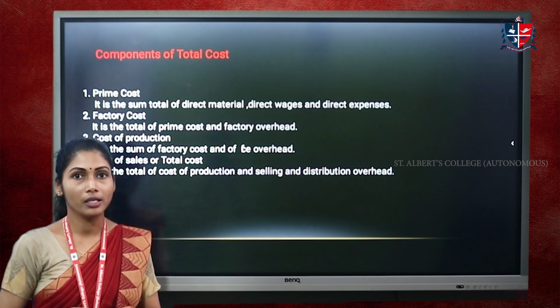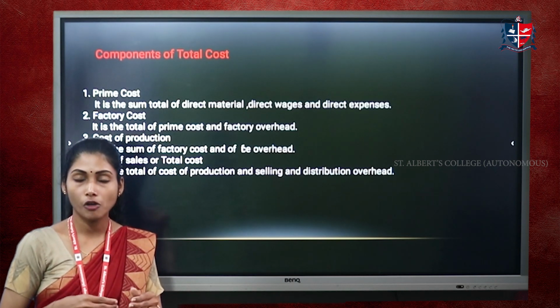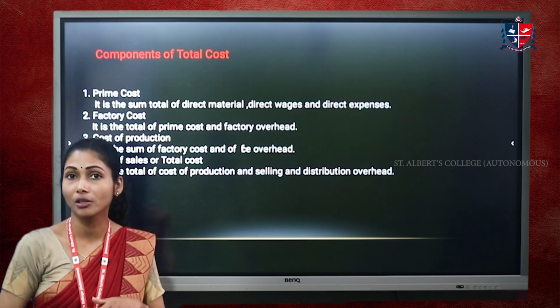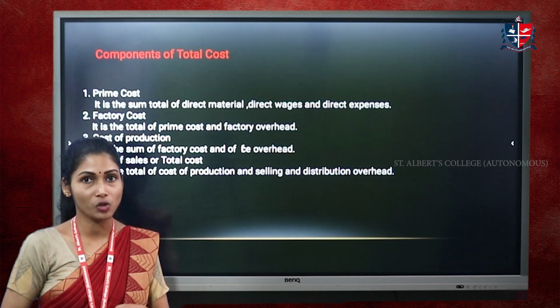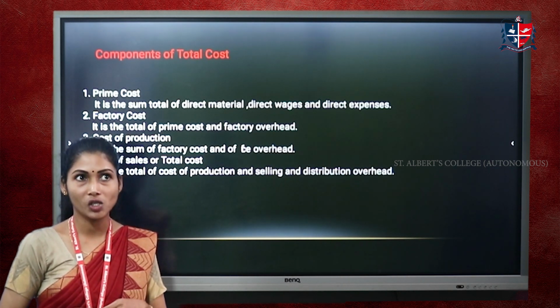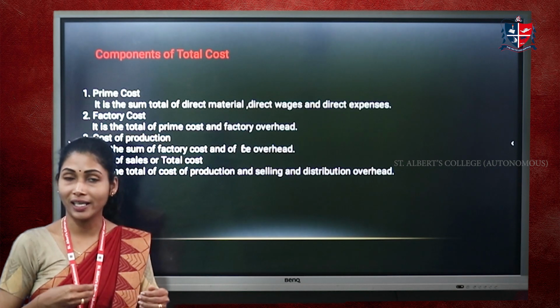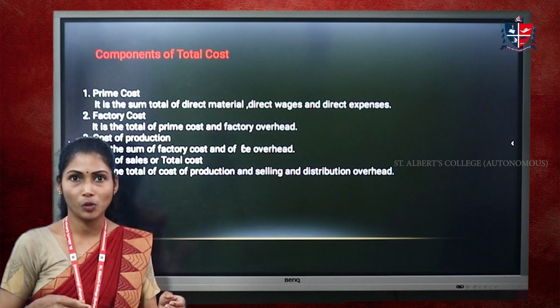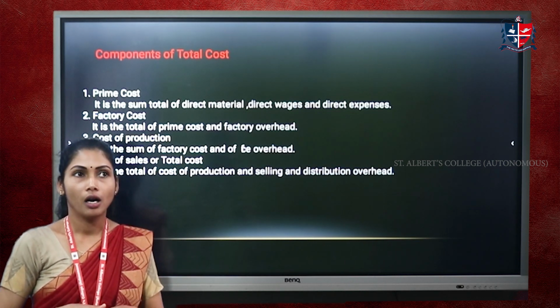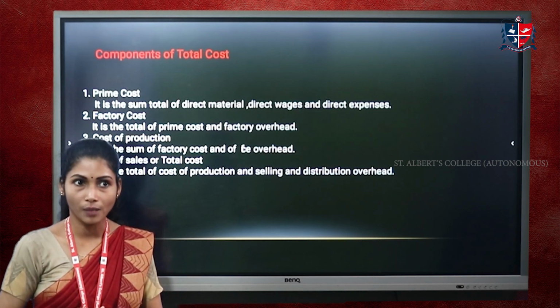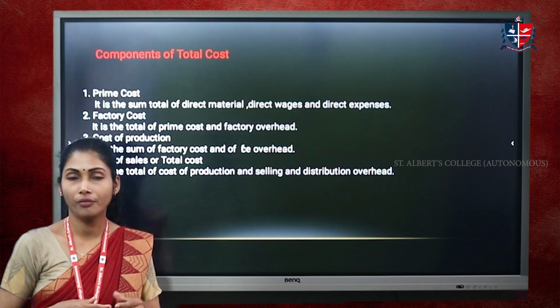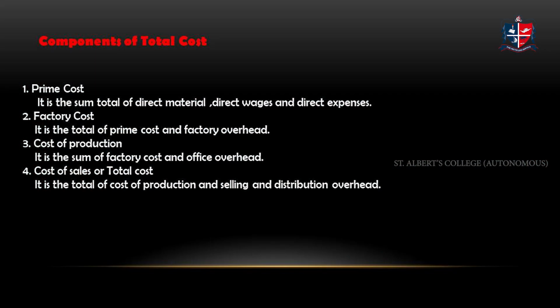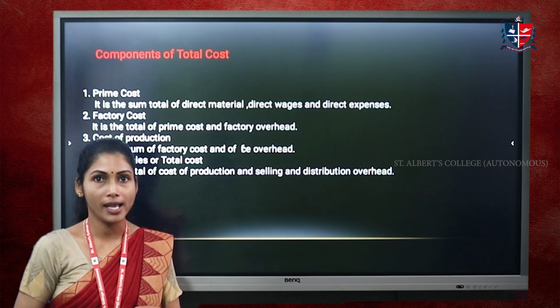Then the third component is cost of production. Cost of production is the sum total of work cost and office and administrative overheads. Office and administrative overhead means the indirect expenses related to office and administrative purposes. For example, printing and stationery, office related machinery depreciation, director's fees, etc. are considered as office and administrative expenses.